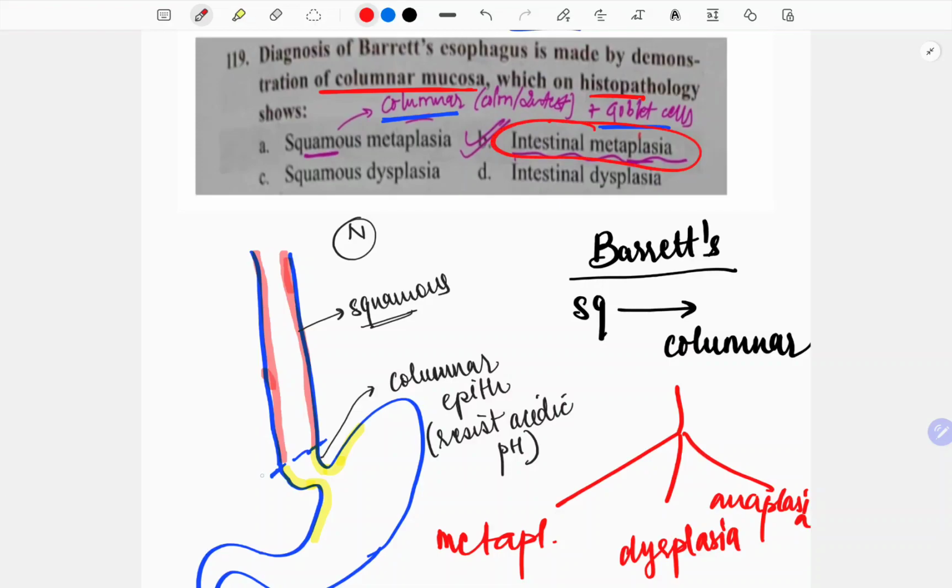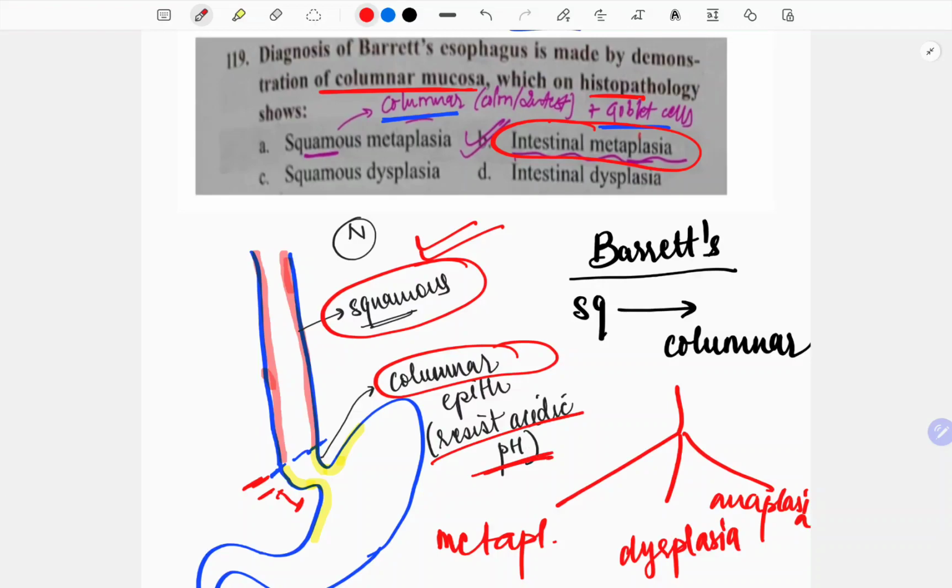Just remember that till the GE junction, and even below the GE junction, we have the normal mucosa, that is the squamous epithelium of the esophagus. And in the lower 1 centimeter and the whole of the GIT, we have columnar epithelium, specifically in the stomach, because only this epithelium is able to resist the acidic pH. So Barrett's esophagus occurs because of the constant reflux of this acidic content into the esophagus. With the constant reflux, the esophagus converts from squamous to columnar.